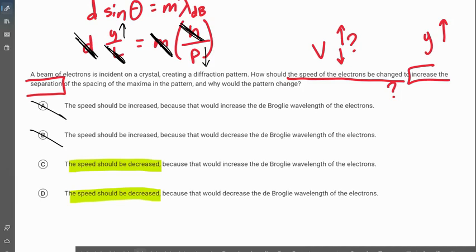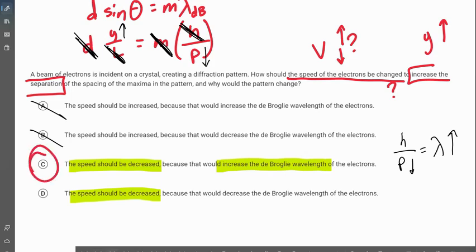And then are we increasing or decreasing de Broglie wavelength? Well, h over p, if we decrease the speed, we make the denominator smaller. That makes the other side bigger. So the wavelength increases, de Broglie wavelength. There is our answer.